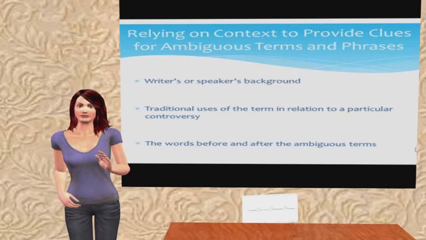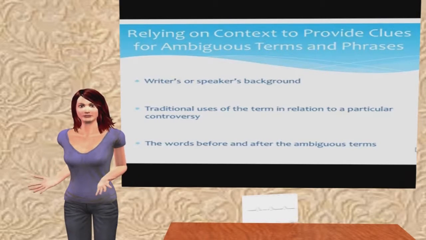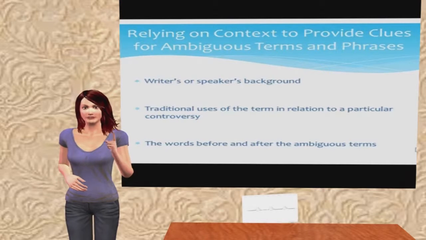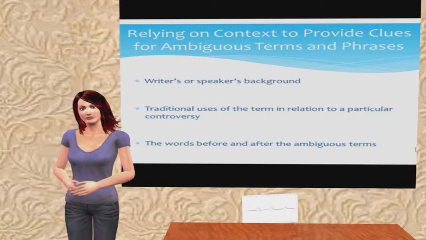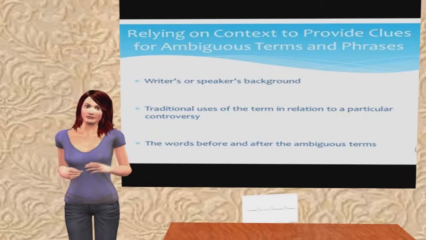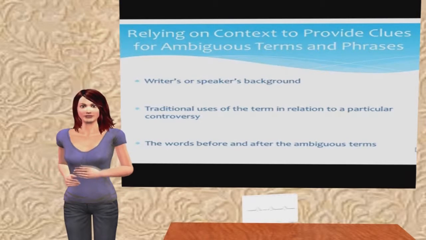You can also think in terms of traditional uses of a term in relation to a particular controversy. So when people typically write about a particular subject, are they typically using that word in a particular way? And then finally, we always want to rely on context. If you remember, I know my elementary school teachers definitely talked about this concept of context clues.